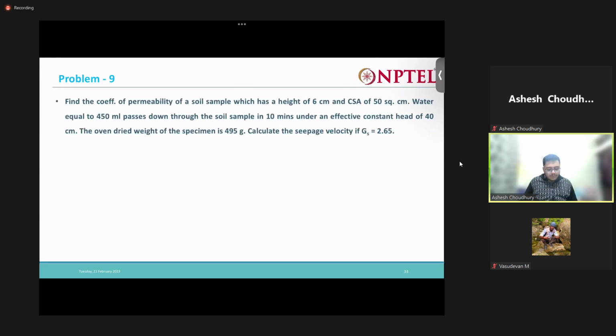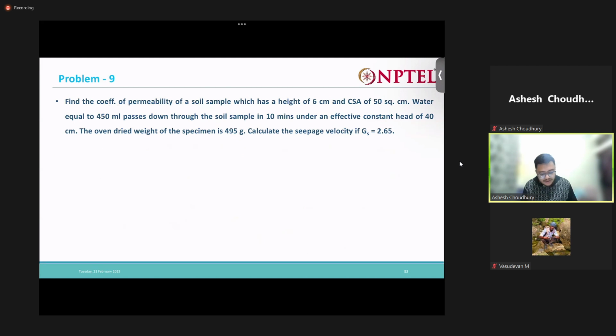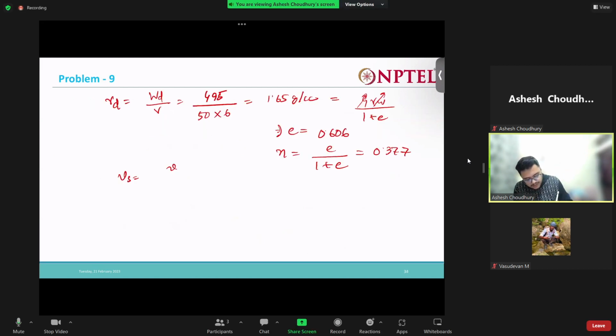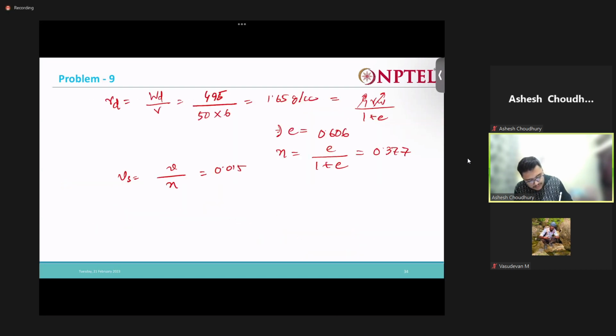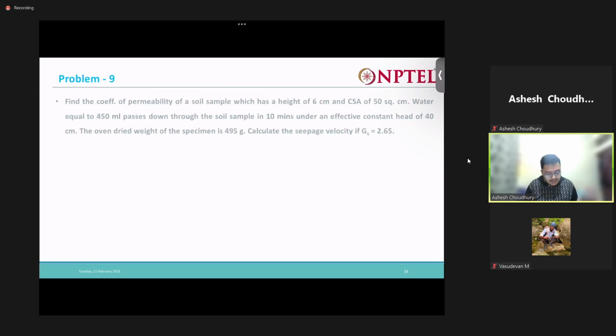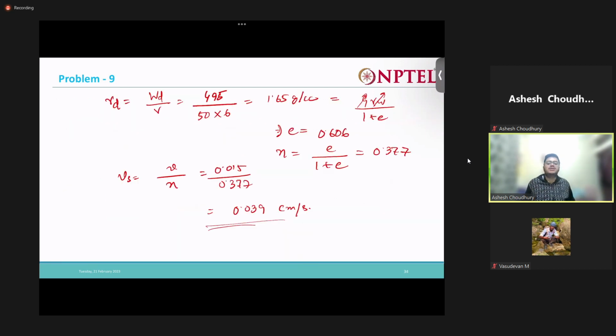So we have our velocity here, right, which we calculated. So what will be the seepage velocity? Seepage velocity Vs is nothing but V by n, nothing but 0.015 divided by 0.377, which is 0.039 centimeter per second. So here you can clearly see that my seepage velocity is greater than my normal velocity, the average velocity, right? Here it was 0.015 and my seepage velocity comes out as 0.039. So it's obviously greater.